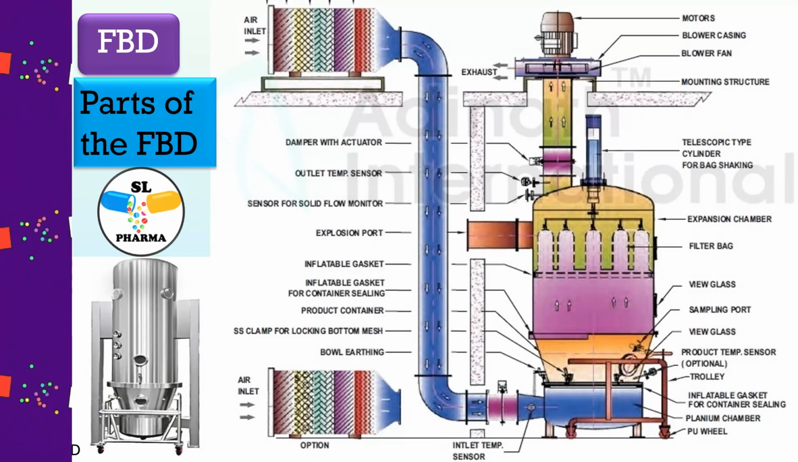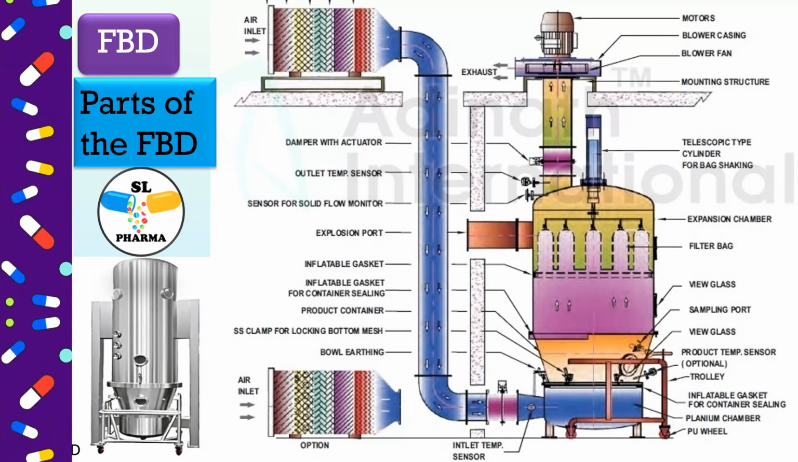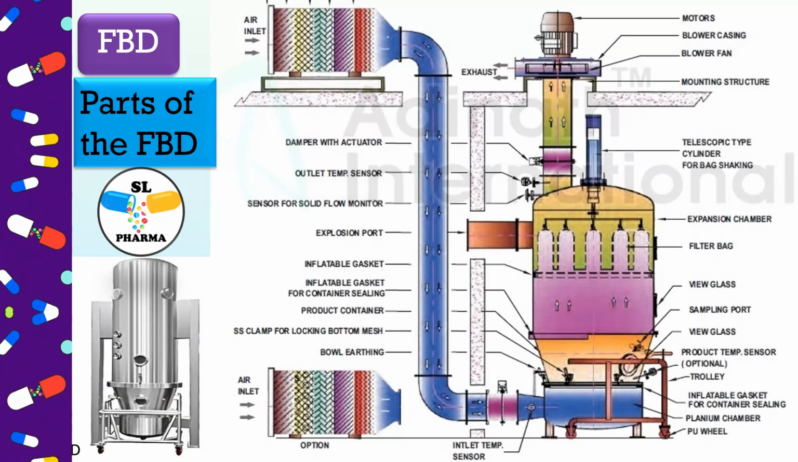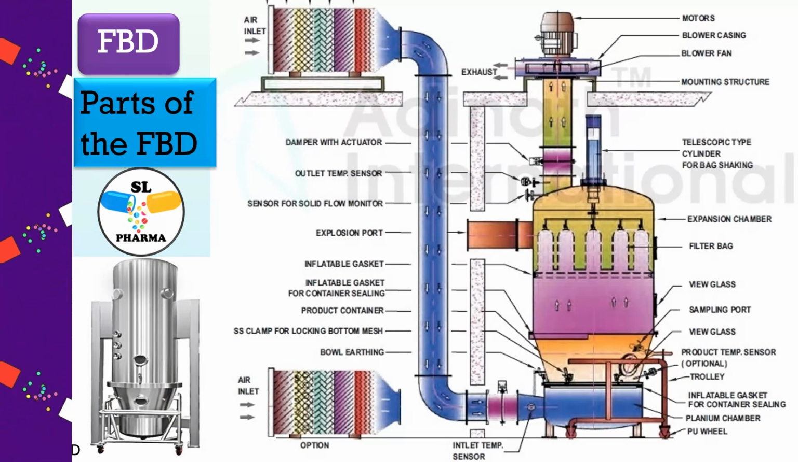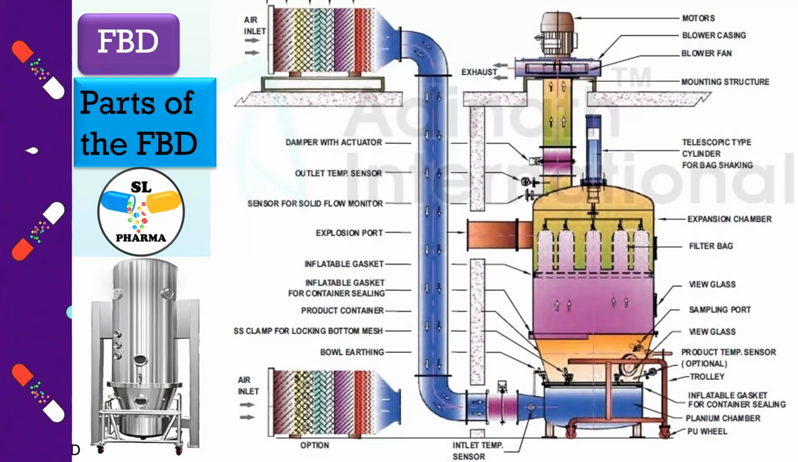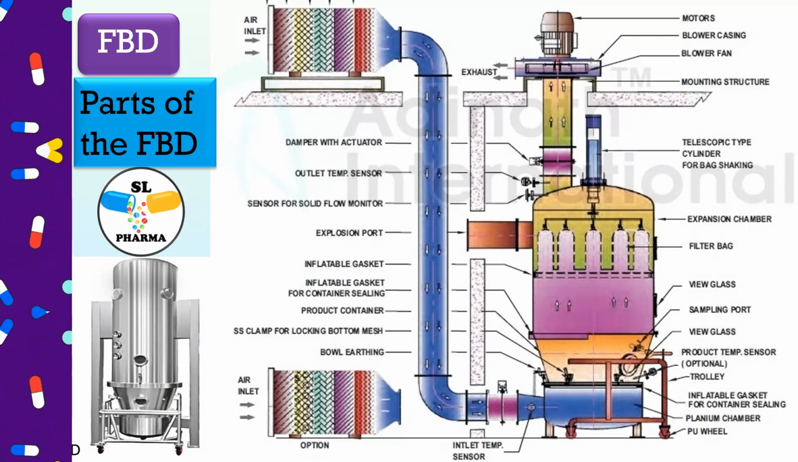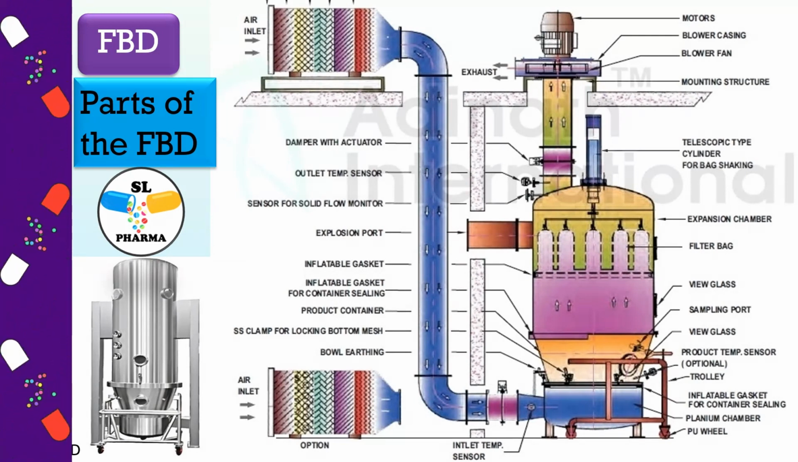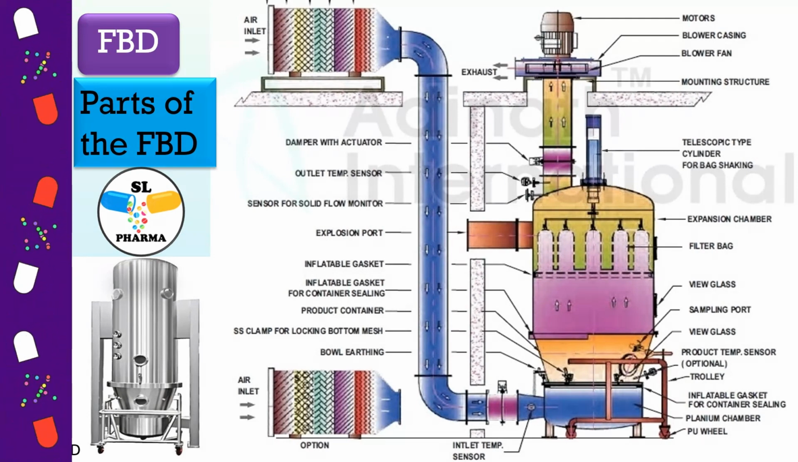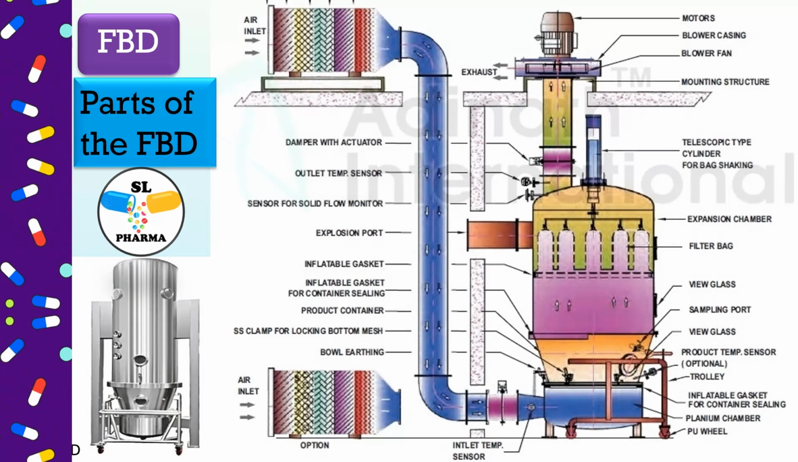Air inlet. The inlet is the point where hot air or gas is introduced into the fluid bed dryer. It is strategically located at the base of the product container to create the fluidized bed by lifting and suspending the solid particles in the airstream. Air handling system. This includes a blower or fan, heating elements, and temperature control systems to supply the hot air or gas at the desired temperature and flow rate. It is responsible for creating the fluidized bed and controlling the drying process.